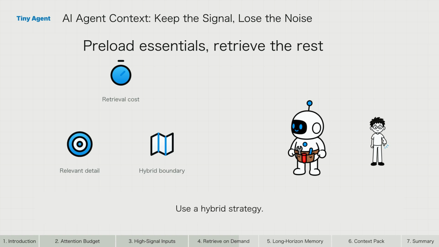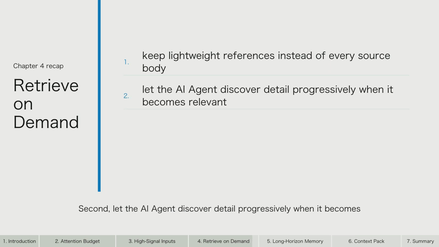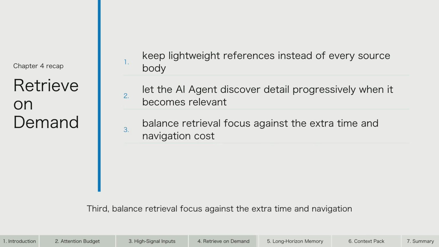Use a hybrid strategy. Preload stable rules, the current outcome, and the small facts that almost every step needs. Keep changing, detailed, or rarely used material behind retrieval handles. The right boundary depends on the task and the cost of a missed detail. First, keep lightweight references instead of every source body. Second, let the AI agent discover detail progressively when it becomes relevant. Third, balance retrieval focus against the extra time and navigation cost.